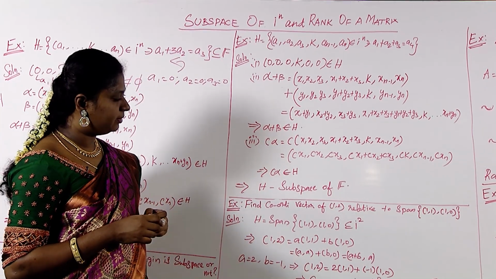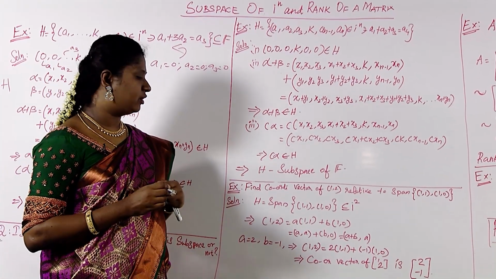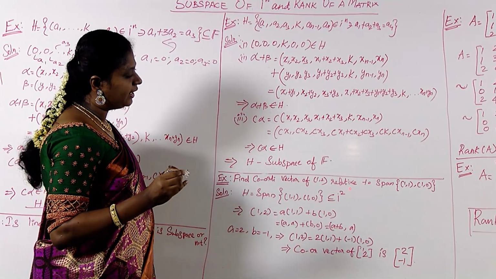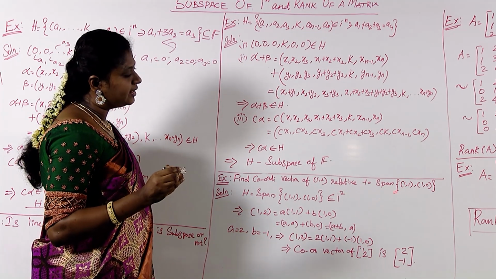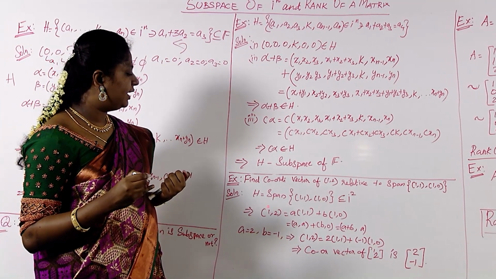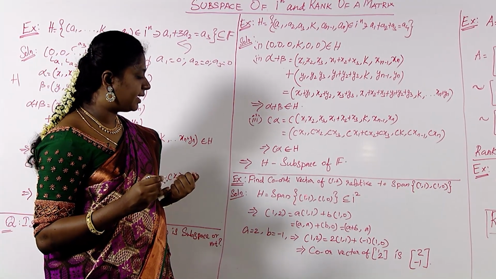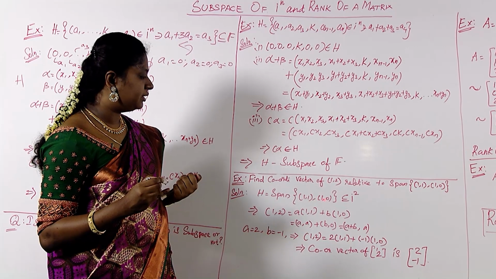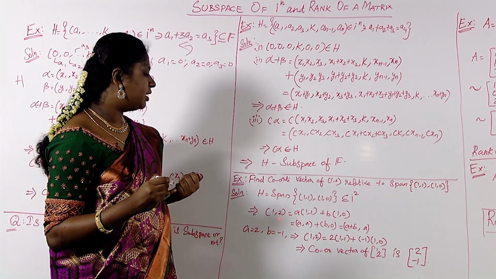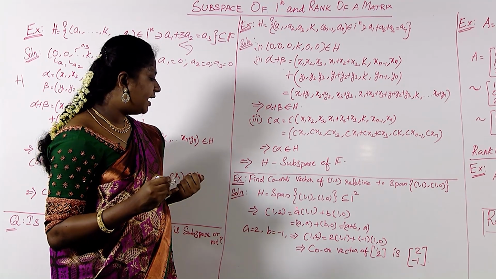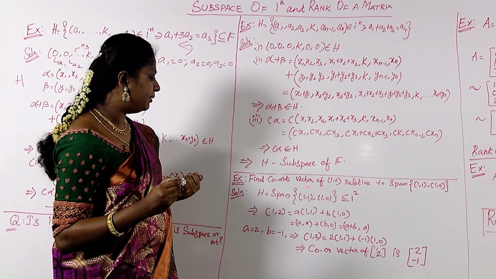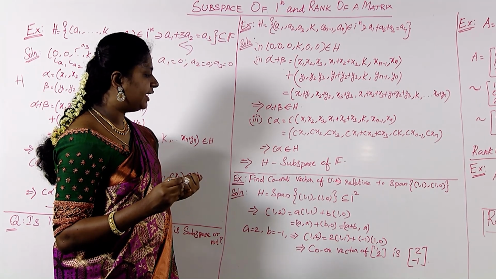And then the next example, we are going to find the coordinate vector of (1, 2) relative to the span of the set (1, 1) and (1, 0). Now let us take a set H to be the span of the set (1, 1) and (1, 0). Definitely it will be a subspace of R2. So now (1, 2) can be written as A multiplied by (1, 1) and B multiplied by (1, 0), right, because we are finding the coordinate vector of (1, 2) relative to this set.